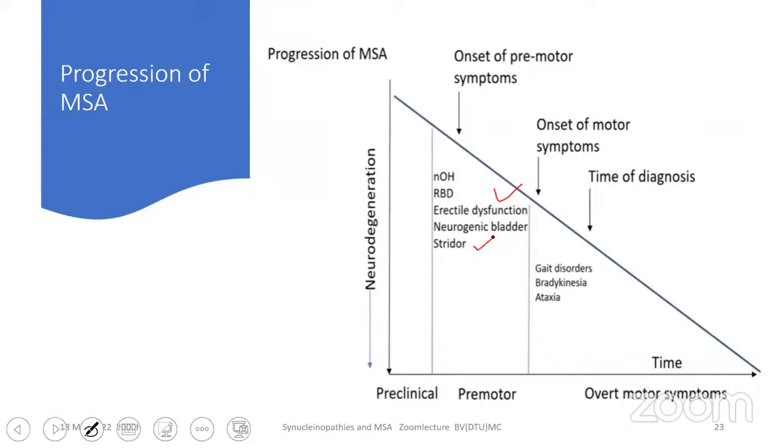With the onset of motor symptoms, you'll have other features like gait disorders, bradykinesia, ataxia. That's when we diagnose this condition clinically. But something is always happening before, and if new therapies become available to prevent further progression, that will help us.